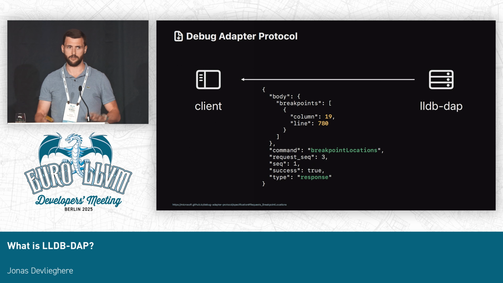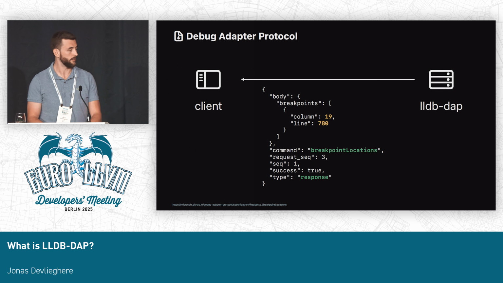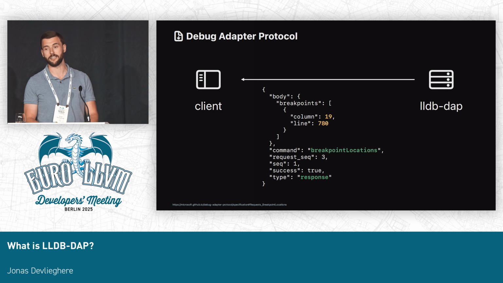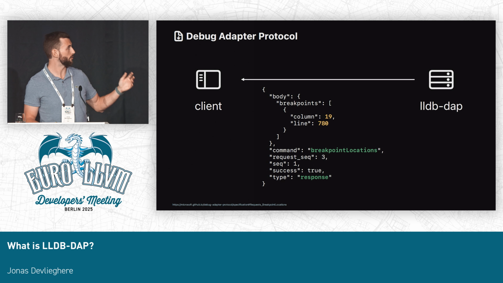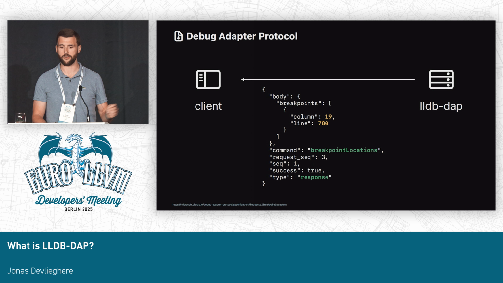So in this case, like I said, a simple request. Our breakpoint resulted in exactly one breakpoint location, namely at line 780, column 19. One thing to notice here is that the response omits a bunch of information from the request because it is a response to a particular request, in this case, the one with sequence number 3. It's a little more efficient that way.